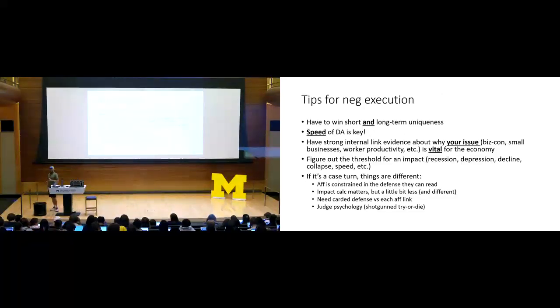Okay, so let's shift now for a second from links to execution and research. This is all building up for you to be able to successfully research and produce a file, but then you have to be able to effectively execute it. So when you're NEG, what can you do to win this argument more frequently? And what do you need to account for, and how do you do it?